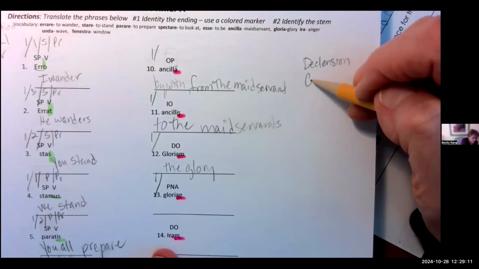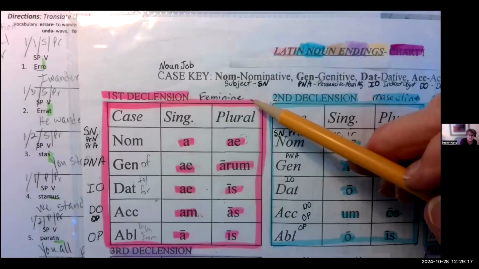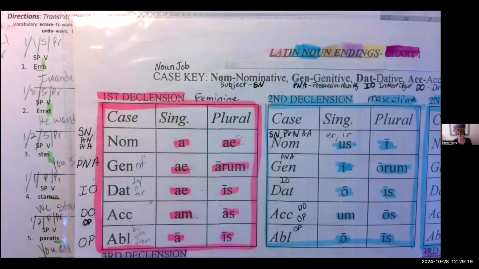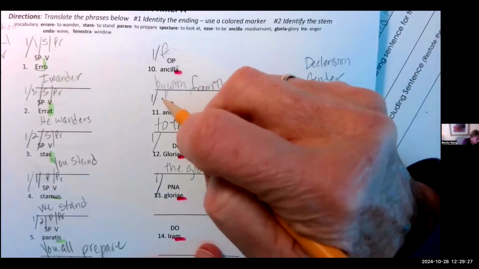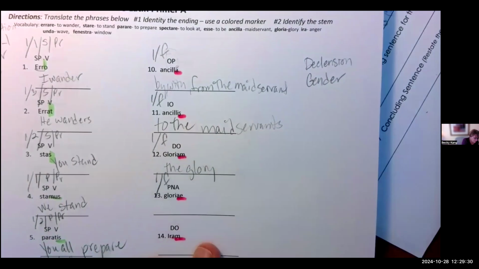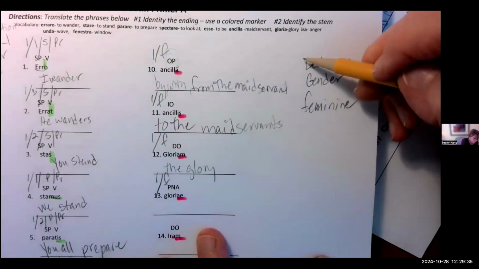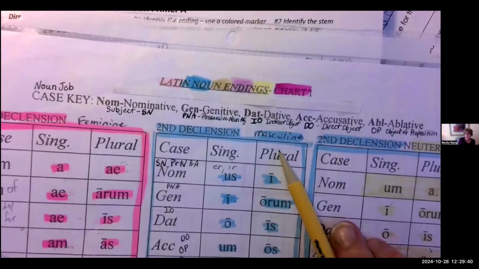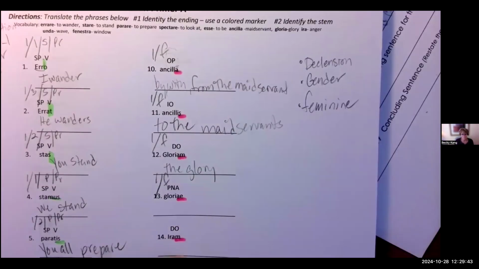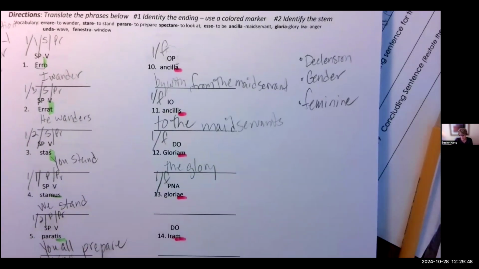Then the next one is gender. What gender are these words? Well, here they are. They're feminine. That's why I colored it pink. If you haven't copied this chart off yet, copy it off and color it pink. Feminine, feminine, feminine, feminine. Okay, so we've got declension, gender. The other genders are going to be masculine and then neuter. And then Gloria, Gloria, Gloria.